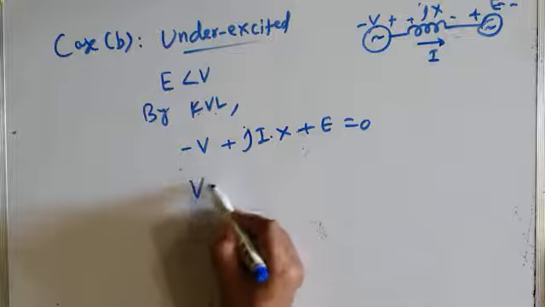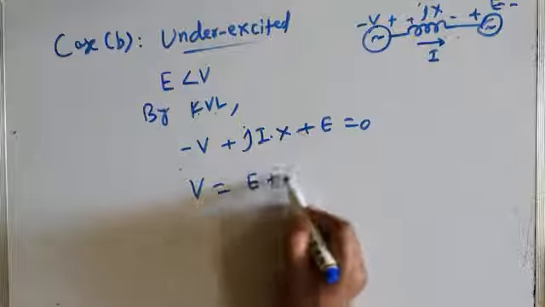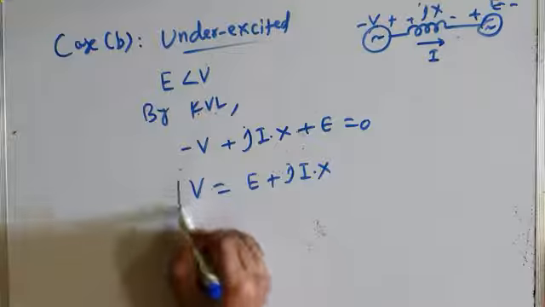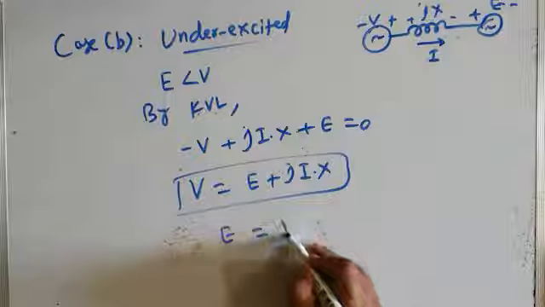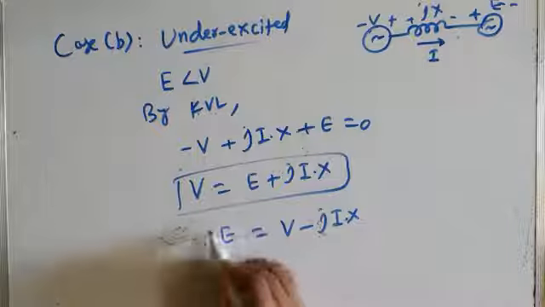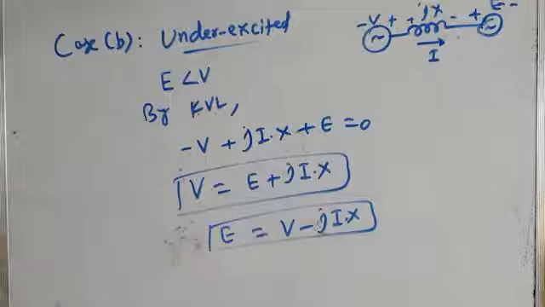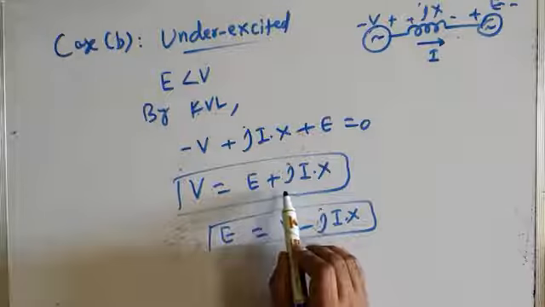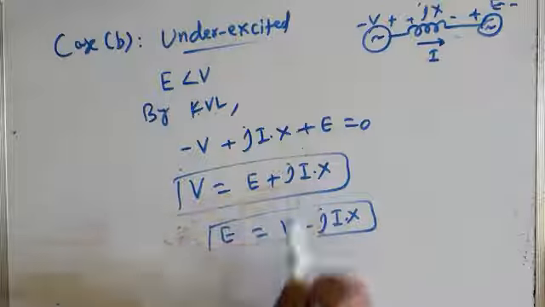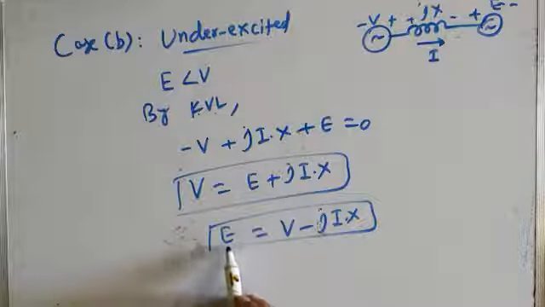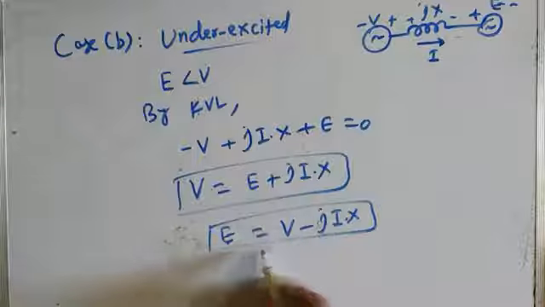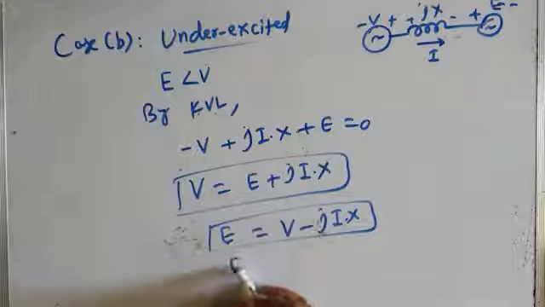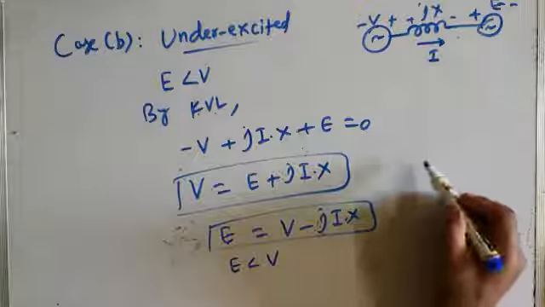So this will give me V is equal to E plus jIX. And this will also give me E is equal to V minus jIX. This is what I get. I get two equations. So since V is equal to E plus jIX, or E is equal to V minus jIX, this clearly shows that E, the synchronous machine generated voltage, is less than the AC bus voltage by the drop. So this shows that E is less than V, and it will be clear with the help of the phasor diagram also.